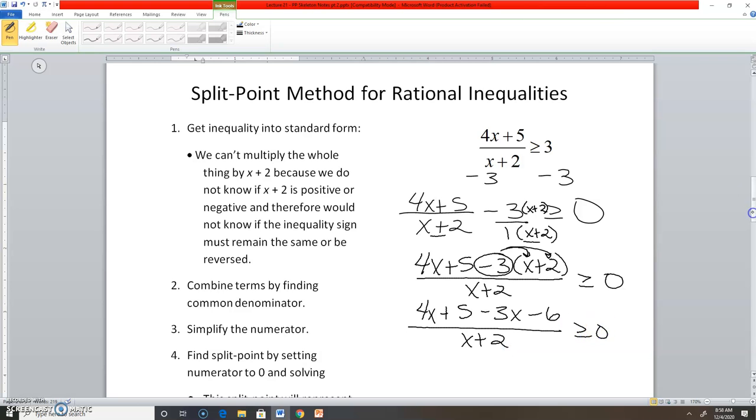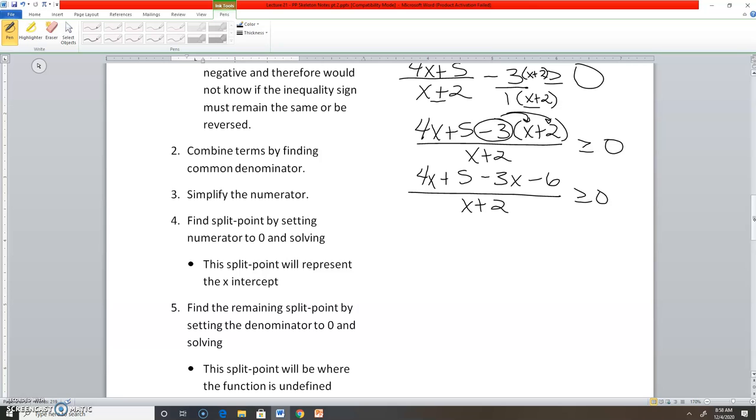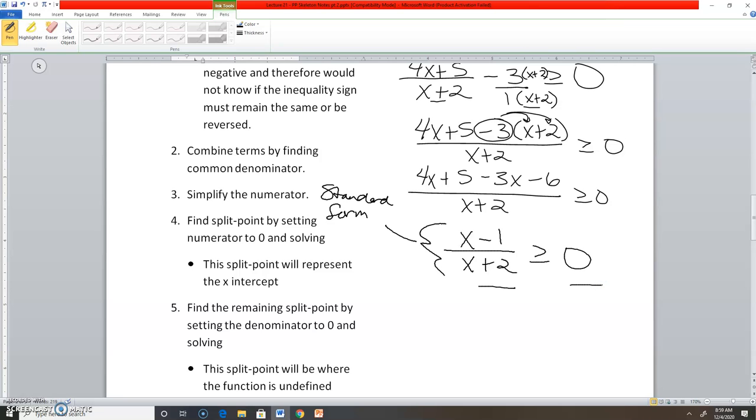0. Scroll up. Okay, combine my like terms, 4x and 3x gives me just an x. 5 and negative 6 gives me negative 1 over x plus 2 is greater than or equal to 0. Okay, this right here is now in our standard form. Okay, I've got a single fraction and I've got a 0 on this side. Okay, so fingers crossed if you see this on a test, hopefully it's already in this standard form. Because like I said earlier, it's pretty easy to find our two split points.